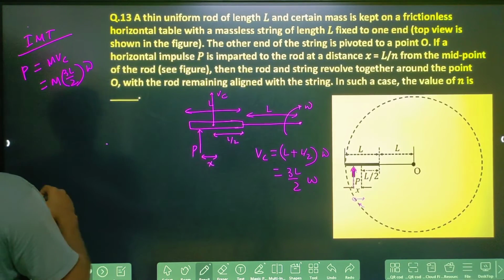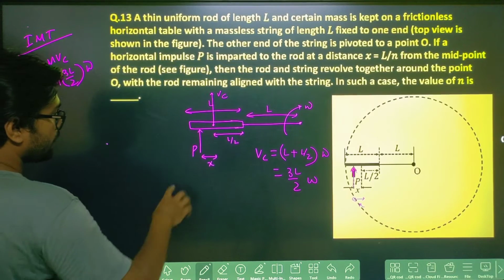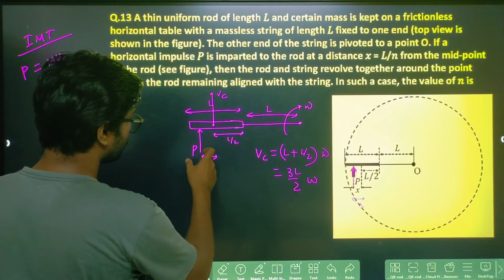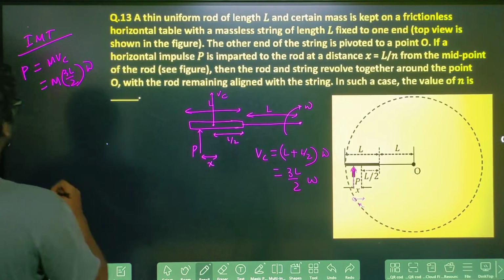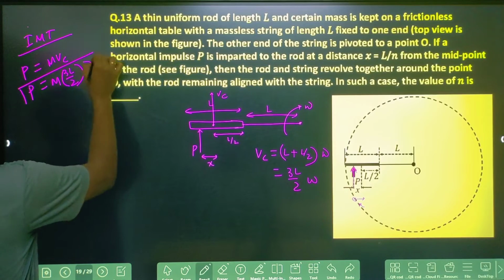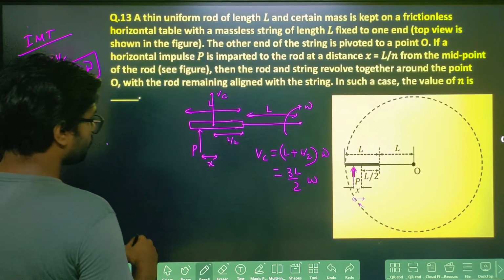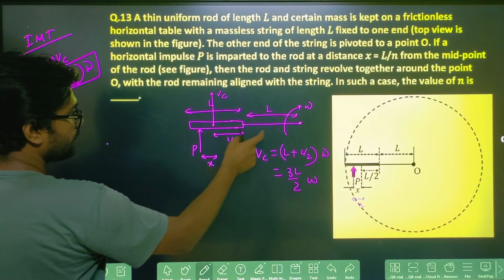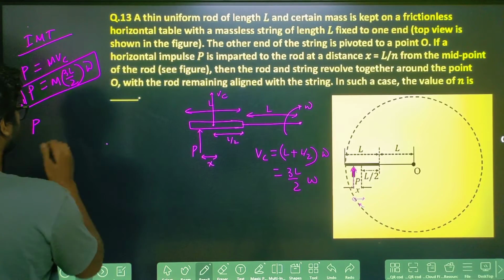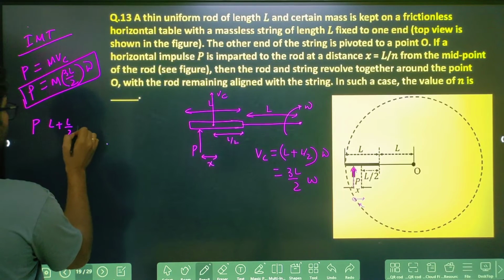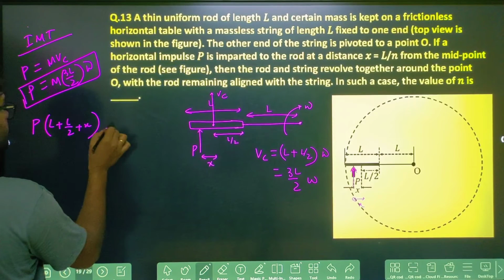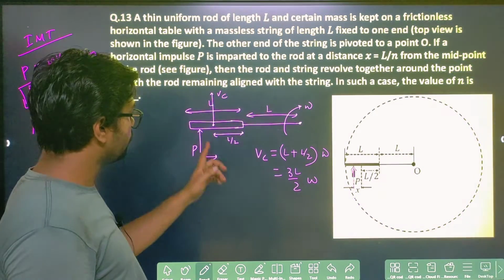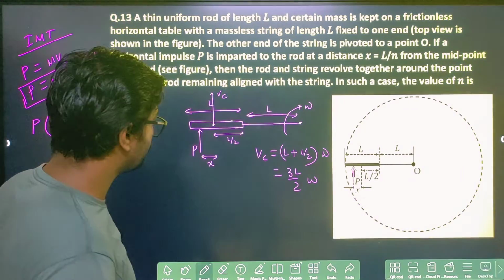P. Now one more thing you can apply, that is angular impulse, right? So for angular impulse, this is your first thing you got. Angular impulse if you want to write, you will say that P into this distance, L plus L by 2 plus x, is equal to the initial angular momentum and the final angular momentum you have to find out.